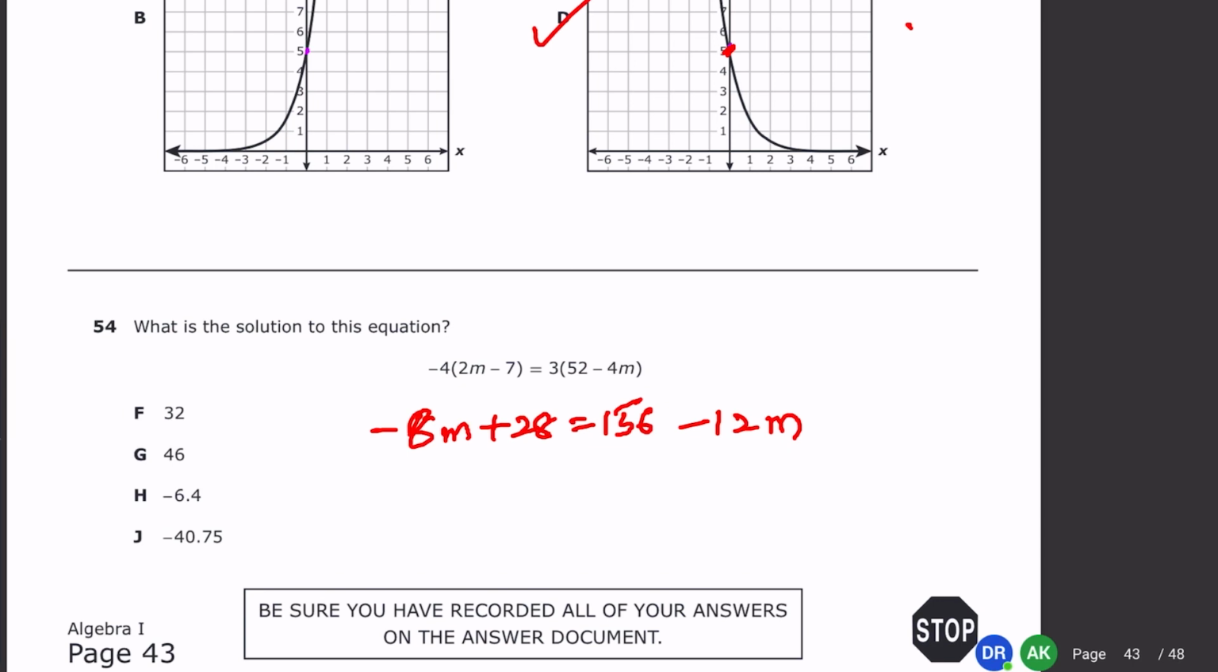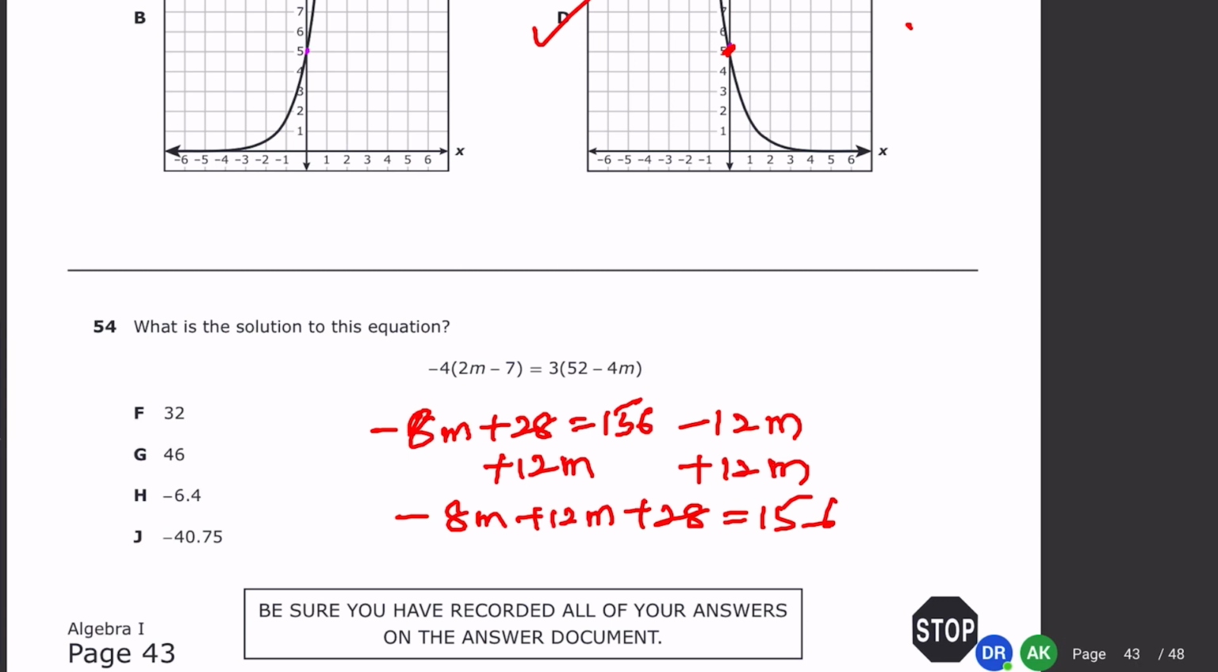Now you can bring all the like terms together. To do that, I am adding 12m on both sides. So you get minus 8m plus 12m plus 28 is equal to 156. Here the 12m becomes 0 on the right side. Minus 8m plus 12m is 4m. So 4m is equal to 156 minus 28, which is 128.